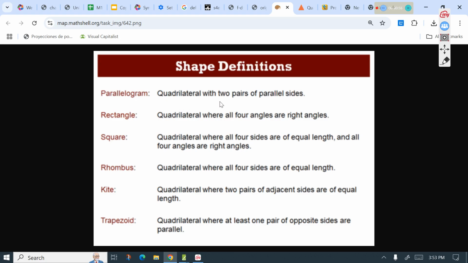Okay, so we have parallelograms that are made of parallel sides, two pairs of parallel sides, and we have rectangles that are basically a parallelogram where all four angles are right angles. And then we have a square, which we know is a rectangle where all the sides are equal. We have a rhombus, which is a quadrilateral where all the sides are equal, so all four of them are equal to each other. Then we have the kite and the trapezoid, which are a little different. The trapezoid has only one pair of opposite sides that are parallel, where the kite has two pairs of sides that are equal and they're next to each other, and that's what adjacent sides means. Okay, so we'll be looking at some examples of these right now.